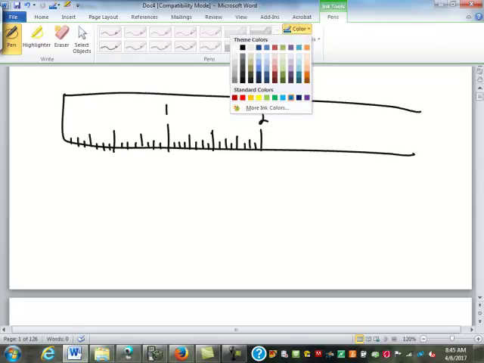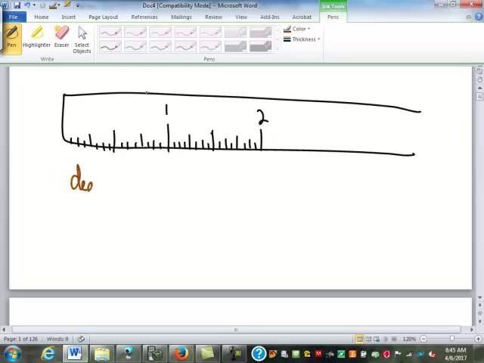So for this ruler here, what is the degree of precision? What's our degree of precision here? Yeah, if we look at it from 1 inch to 2 inch, there's 1, 2, 3, 4, 5, 6, 7, 8, 9, 10, 11, 12, 13, 14, 15, 16 spaces. So each space, each division is a 1/16 of an inch. So yes, the smallest division is a 1/16 of an inch. So that's our degree of precision.